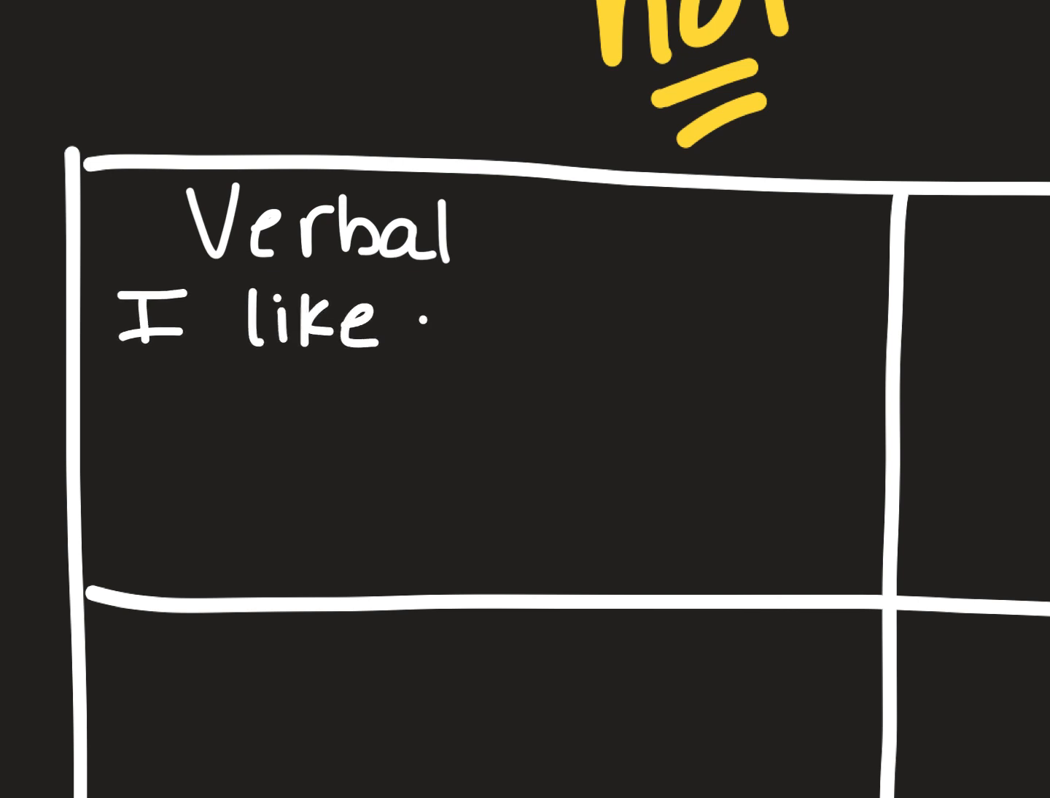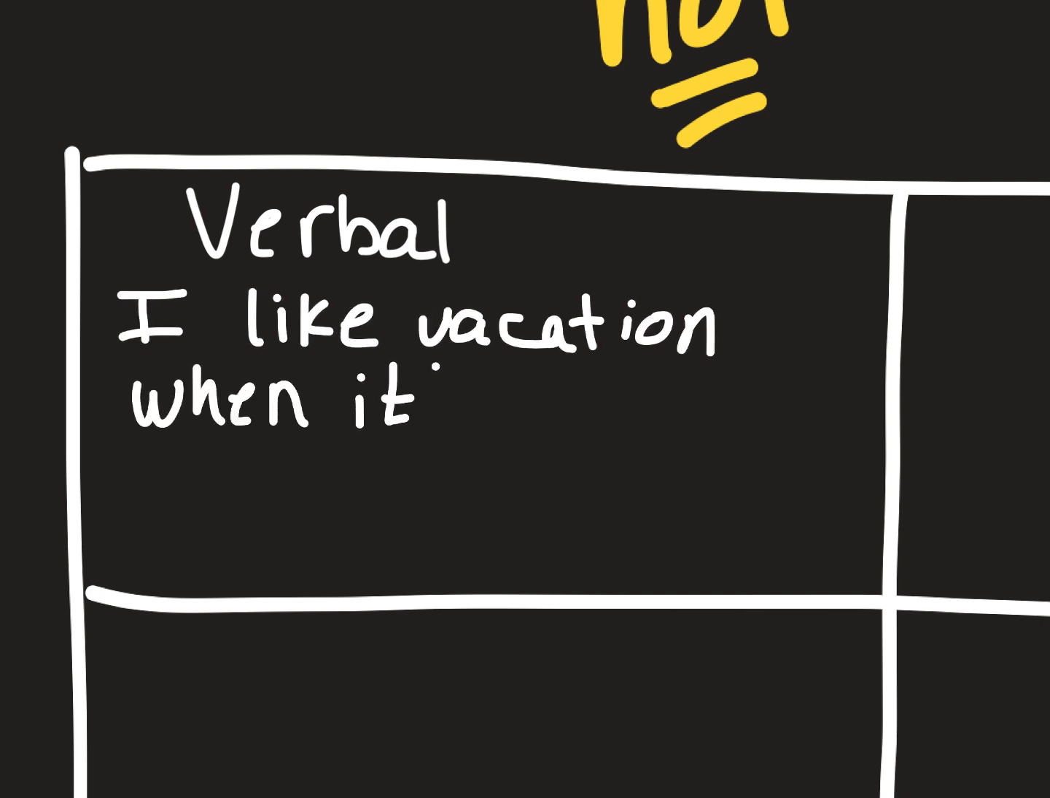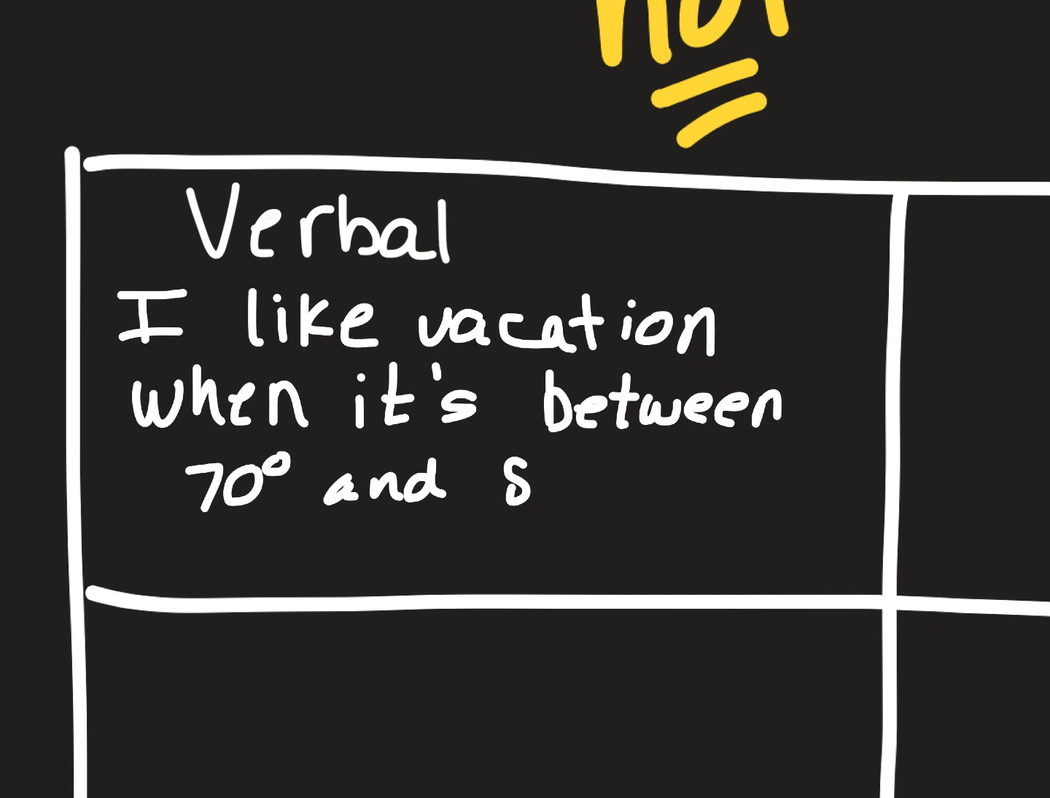I like vacation. I don't really like it when it's too hot. I also don't like it when it's too cold. So I like vacation when it's between 70 degrees and 85 degrees. Okay? I don't like going when it's too hot. I don't like going when it's too cold. I like it right in between. So it needs to be warmer than 70, but I don't want it to be as warm as 85. I want right in between.